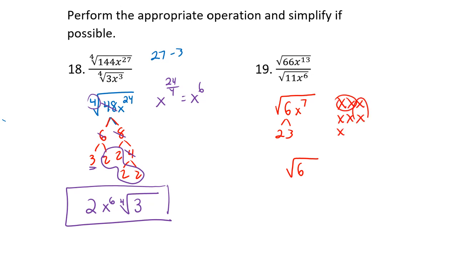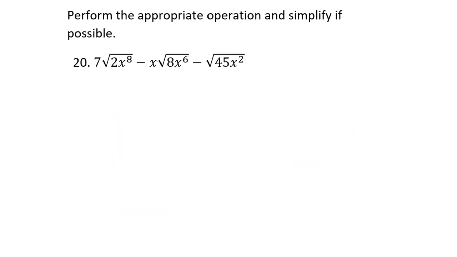So I can do 1, 2, 3. So I'm going to have x to the third. I'd have x left over. Now I do have myself an even index of the square root, the 2 here, and I have a variable with an odd exponent, so absolute value signs.